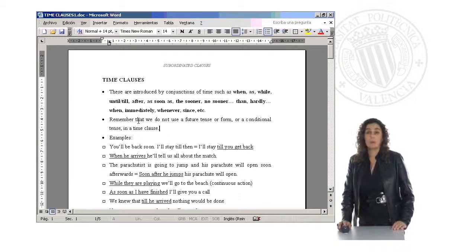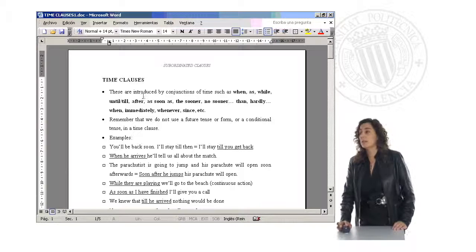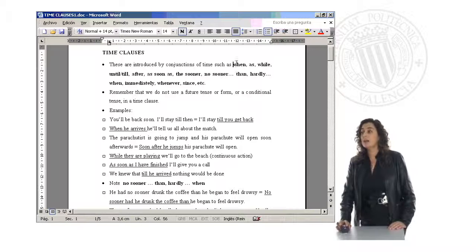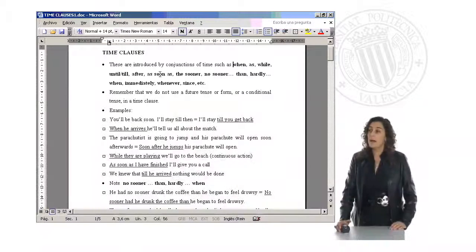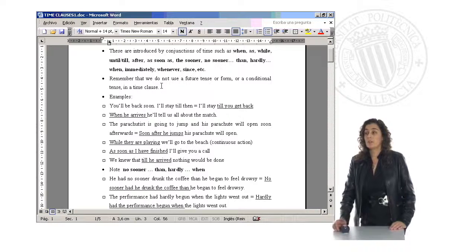Well, for example, one example of these subordinated clauses that I'm going to speak about today is time clauses. Time clauses, as you can see here in the transparency, are introduced by conjunctions of time. Well, here I have some examples. We have when, as, while, until or till, after, as soon as, no sooner than, hardly when, immediately, whenever, since, etc.